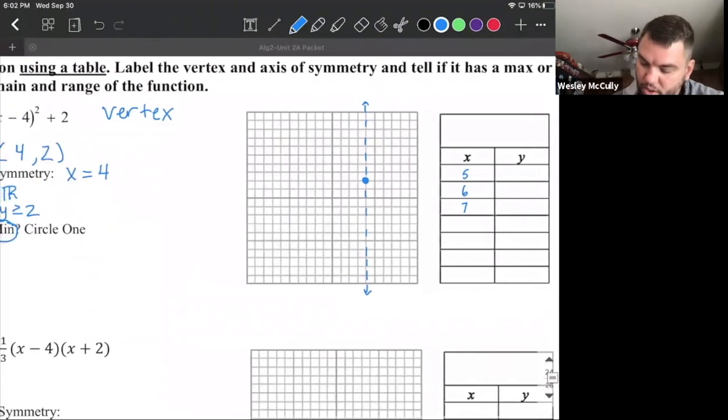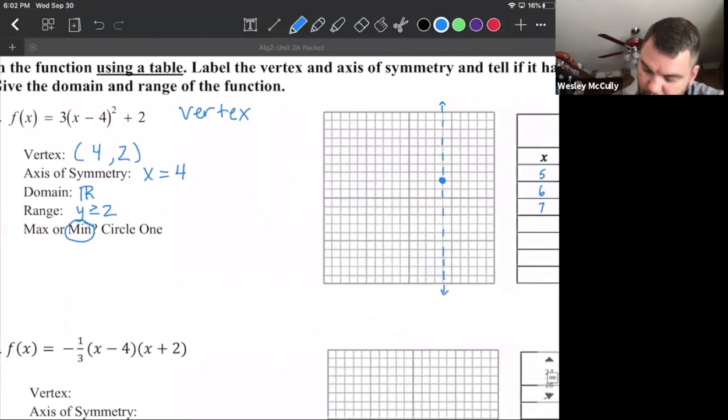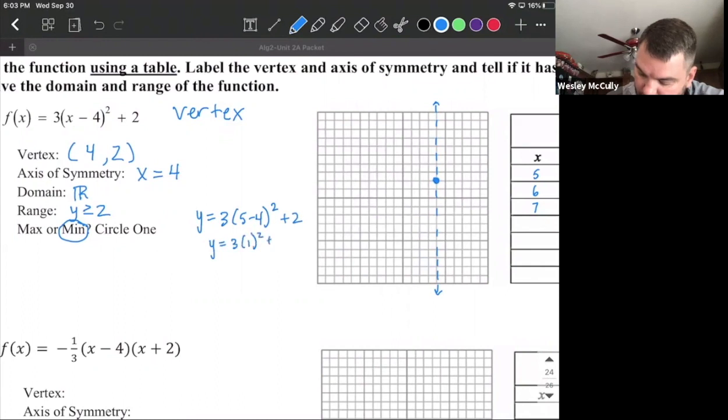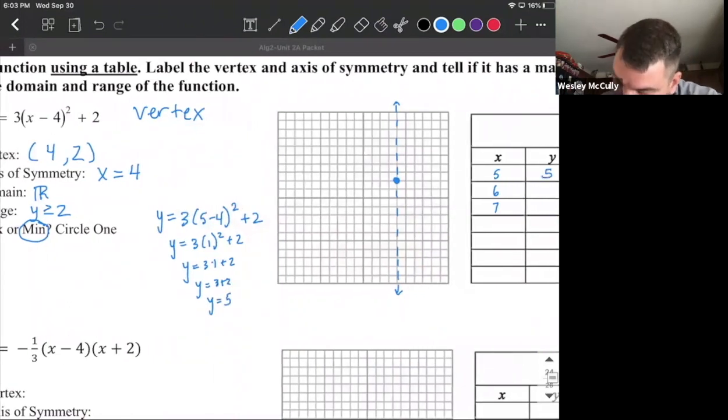Now I'm going to use the equation y equals 3 times 5 minus 4 squared plus 2. And I'm going to simplify that. Y equals 3 times 1 squared plus 2. So y equals 3 times 1 plus 2. So y equals 3 plus 2, y equals 5. So I have the point 5, 5. Which is right here.